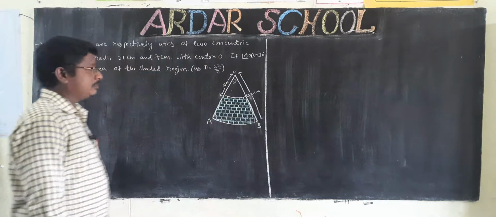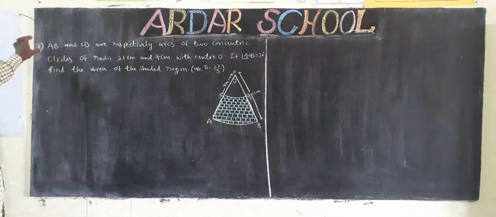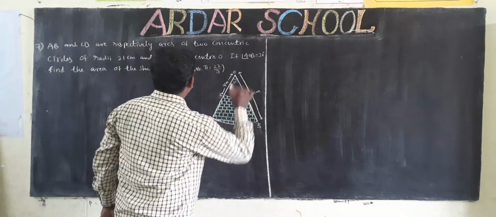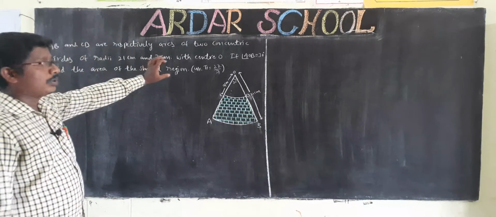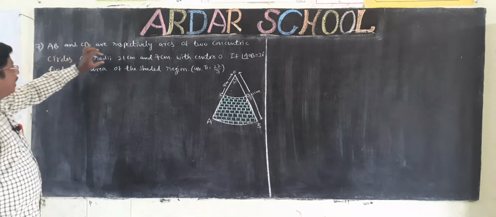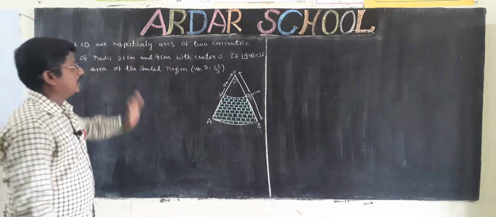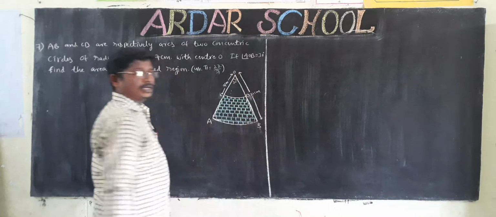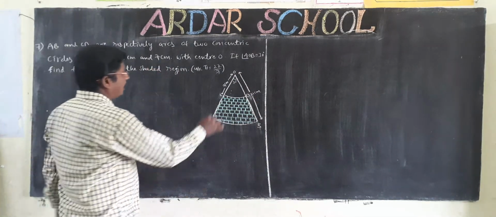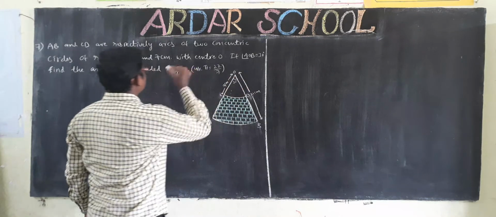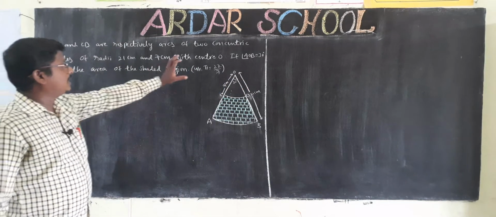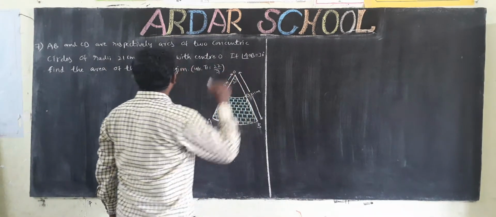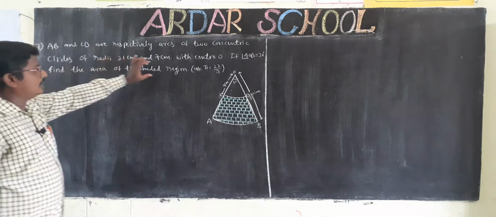Okay, this is the seventh sum. Listen, seventh one. Here AB and CD are respectively arcs of two concentric circles of radii 21 centimeters and 7 centimeters. So OB is 21 centimeters and OC is 7 centimeters, with center O. If angle AOB is 30 degrees, find the area of the shaded region.